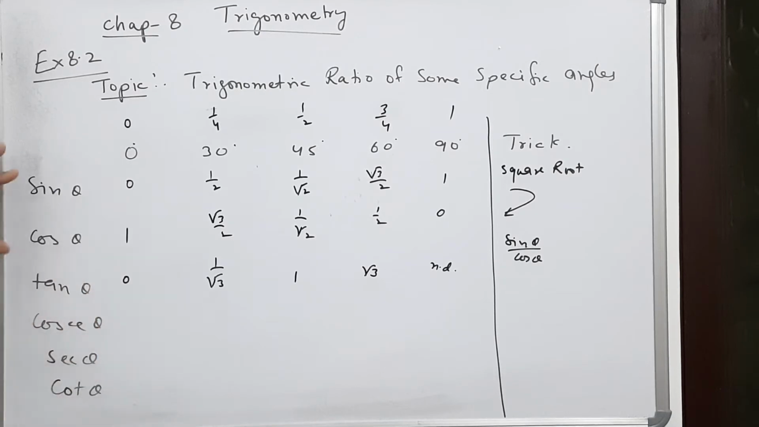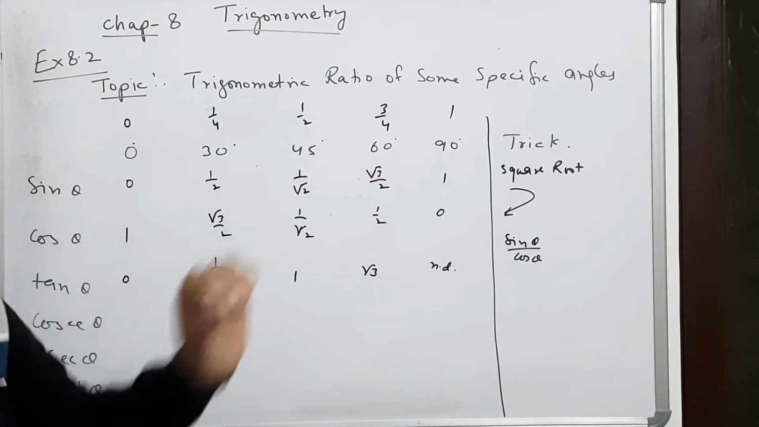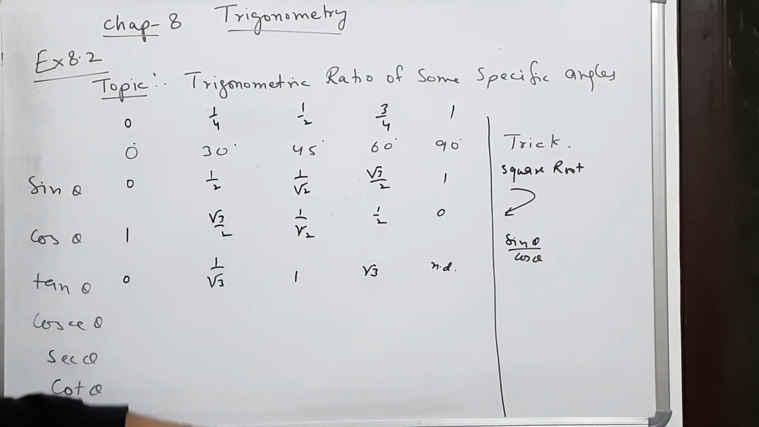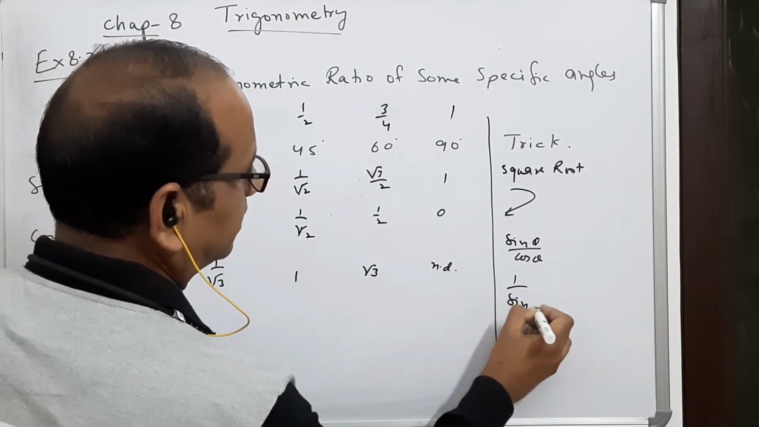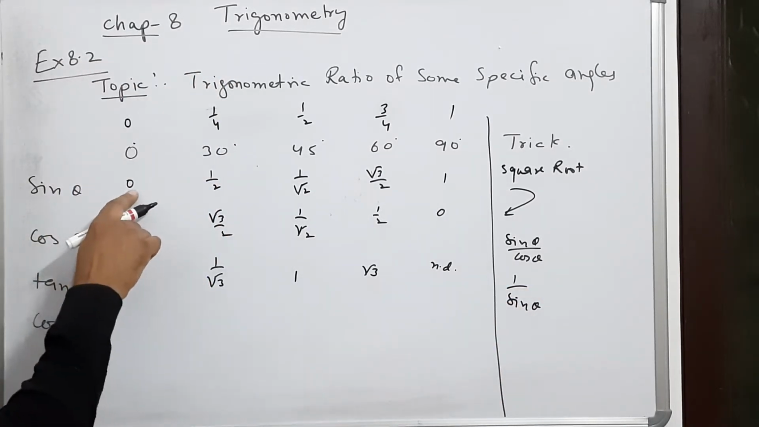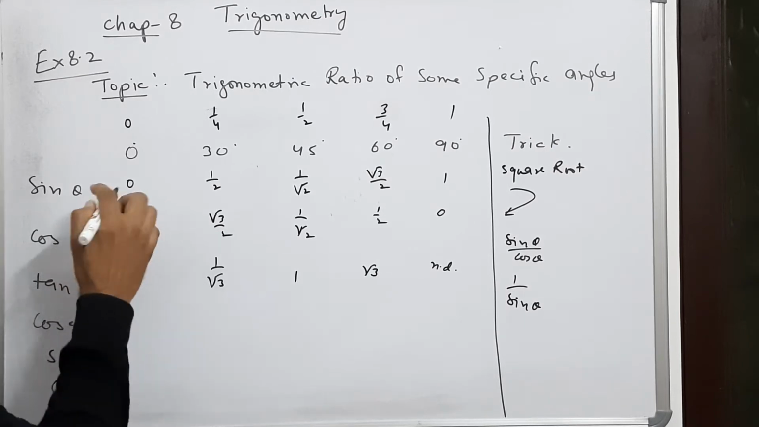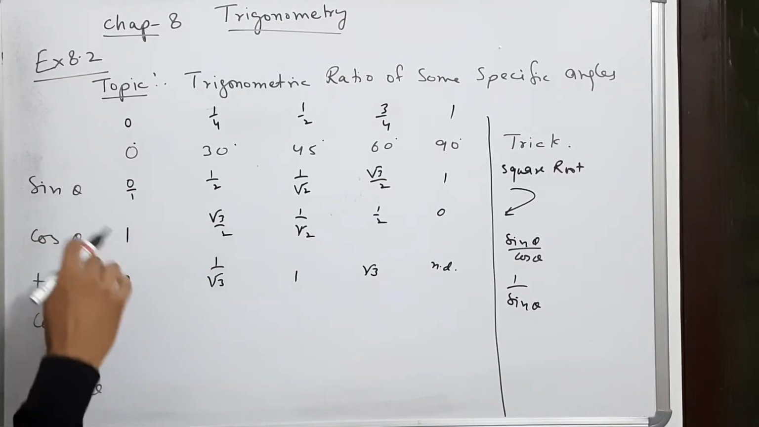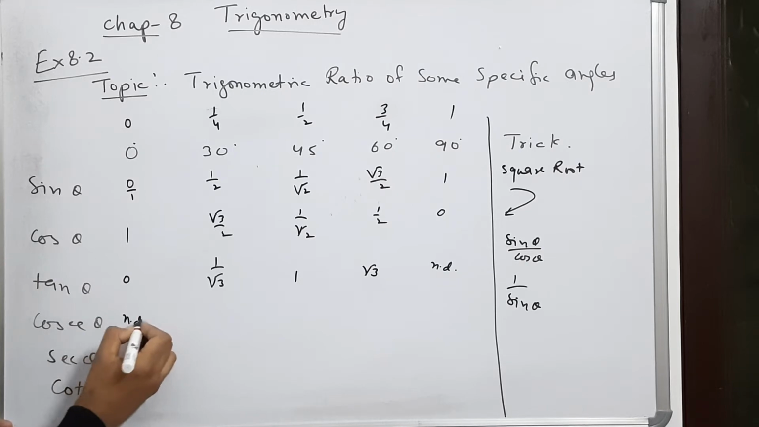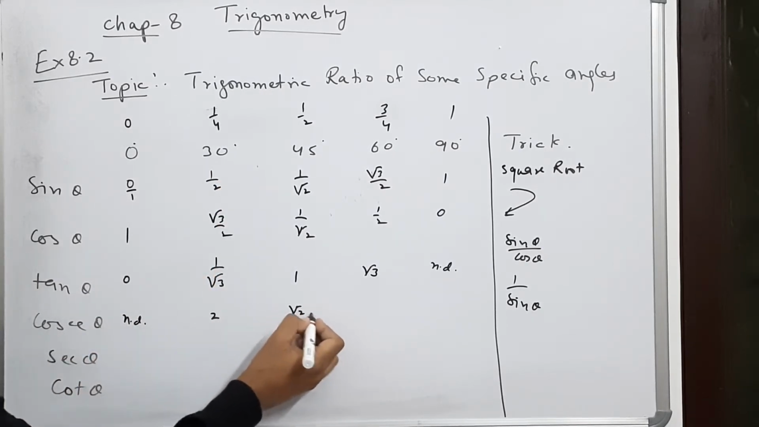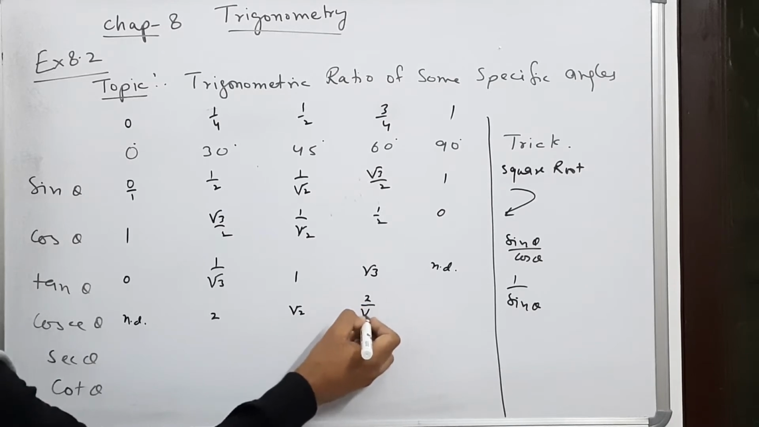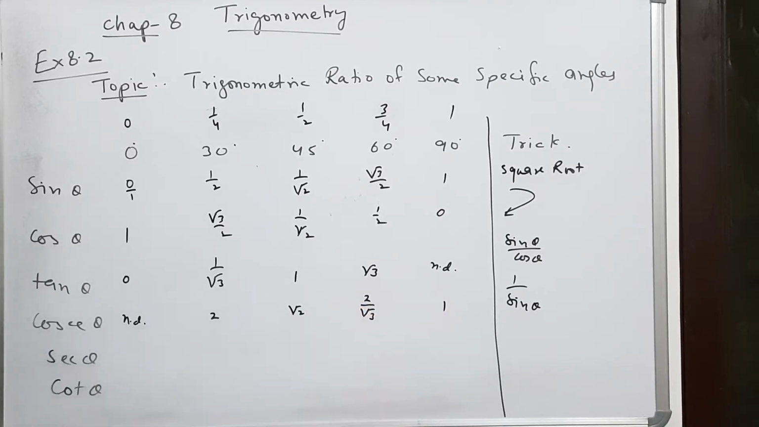And dear students, once you get these three rows, it is not required to make the remaining table separately. You all know that cosec is the inverse of sine. So here we write 1 by sine theta. It is 0. 0 means 0 upon 1, so the inverse will be 1 upon 0, that is not defined. The inverse of this is 2. The inverse of this is root 2. Inverse means reciprocal. 2 by root 3 and 1 is 1.